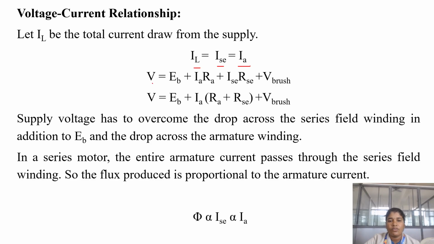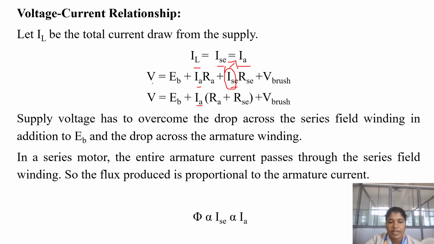The supply voltage V is equal to E plus IA RA plus ISE RSE. The IA and ISE are equal, so taking IA as the common term, the remaining terms are RA plus RSE. So the supply voltage has to meet the back EMF in addition to the drop across the armature and the series field winding.